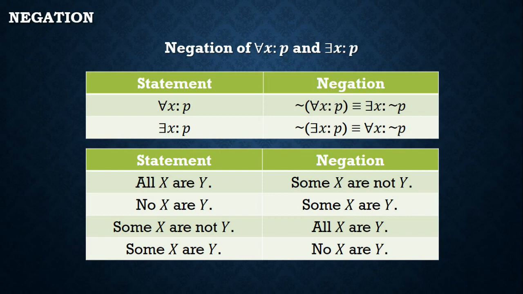For the universal statement, all x are y, the negation is some x are not y. Another universal statement, no x are y, and the negation is some x are y. For existential, some x are not y, the negation is all x are y. And some x are y, the negation is no x are y.